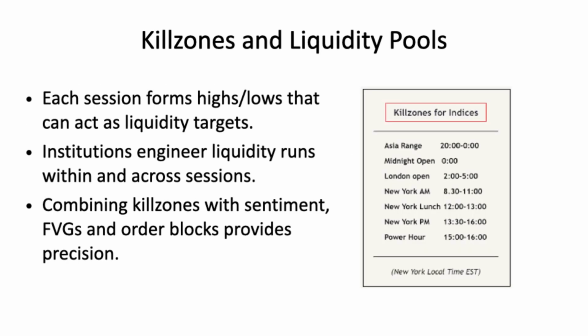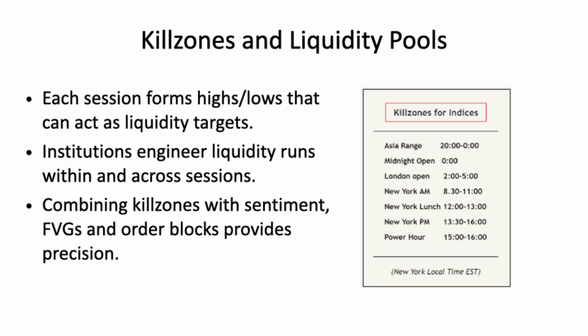Now, this is important. While we often talk about Forex, these sessions and Killzones are just as crucial for trading indices like the S&P 500 or the Dow Jones. The slide shows a specific Killzone schedule for indices in New York local time, which is EST. Let's break it down. The Asia range is established overnight, from 8 p.m. to midnight. We have the midnight open around midnight. Then the London open Killzone from 2 a.m. to 5 a.m.